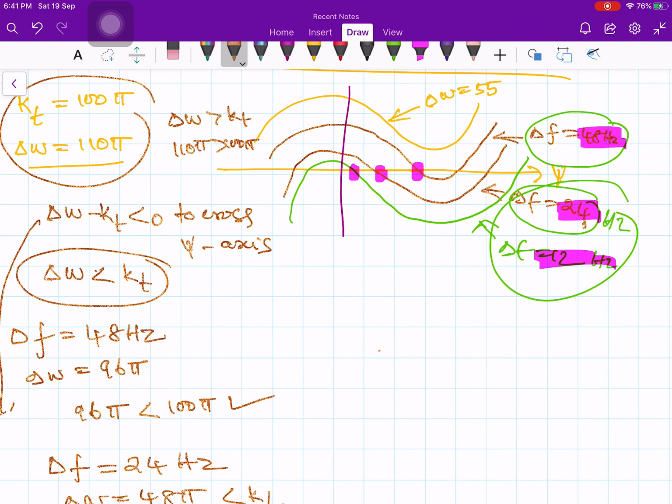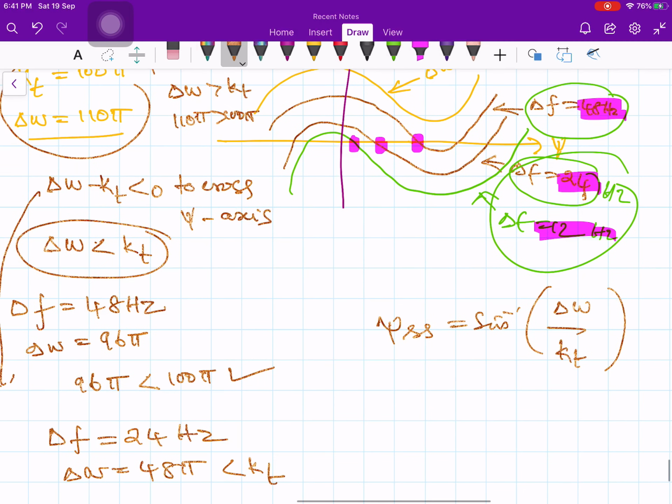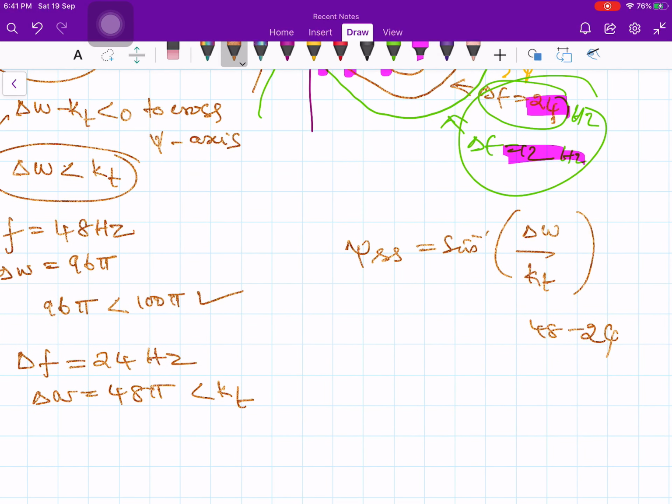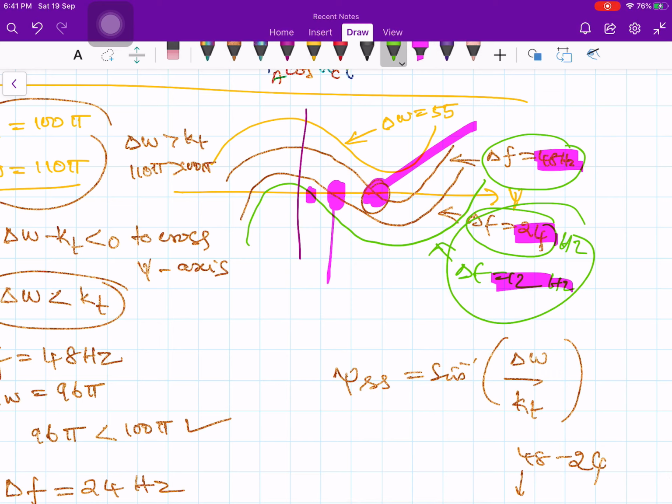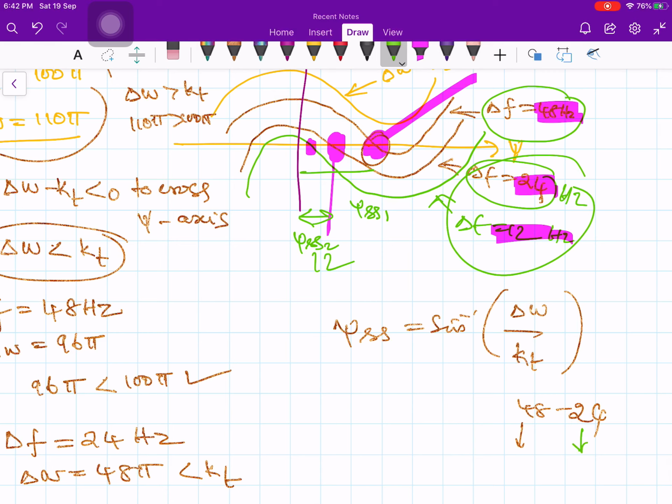So your steady state error, delta psi, is equal to sine inverse of delta omega divided by K_t. If we make half of this, 48 to 24, as you can see, the steady state phase error will come down accordingly. For 48 hertz, what is your steady state error? This pink color point is 48, and this one is for 12 hertz. Therefore, this is my steady state error psi SS2, and this one is psi SS1. So when the frequency is decreased by half, my steady state error also will come down accordingly. Again, if I make half of it, then 24 becomes 12, and this is my new steady state error, psi SS1.